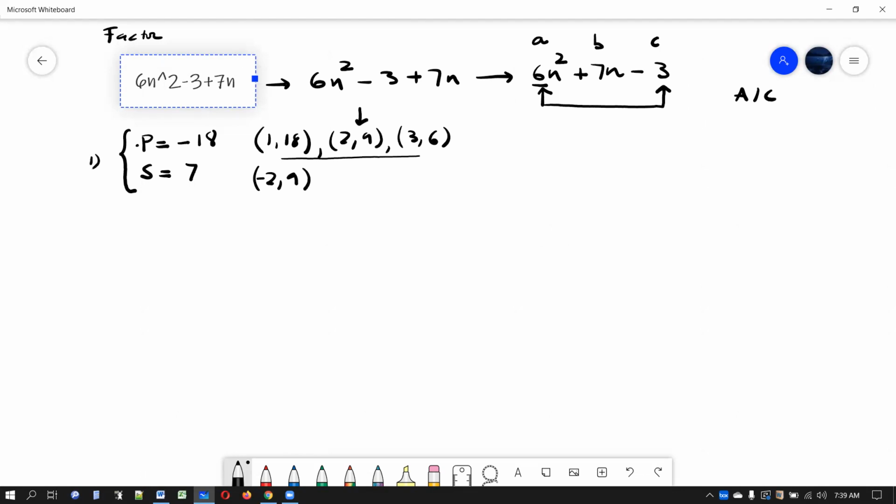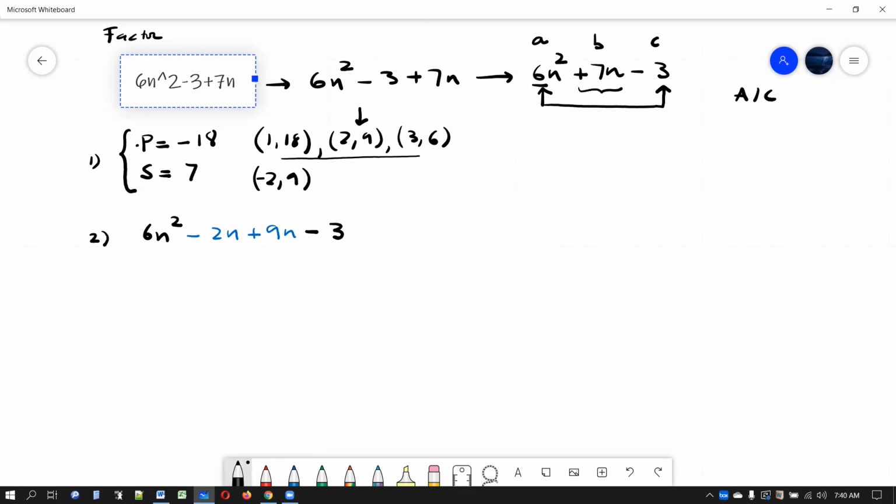Once I've done that, I am going to rewrite the middle term using these 2 numbers, using the pair. So here we go. It's 6n squared. Instead of writing 7n, I am going to write minus 2n plus 9n and minus 3.